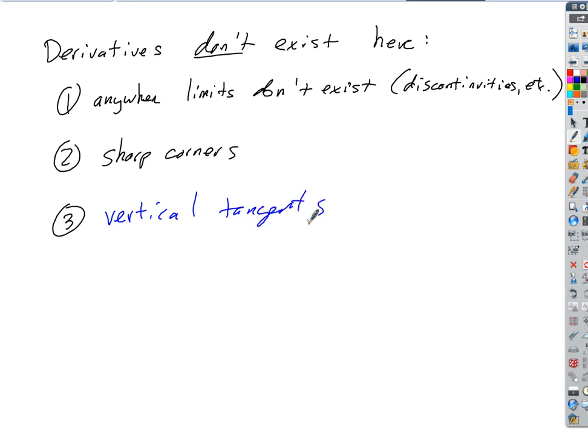So those are the places where derivatives don't exist, right? Sharp corners, vertical tangents, anywhere limits don't exist.